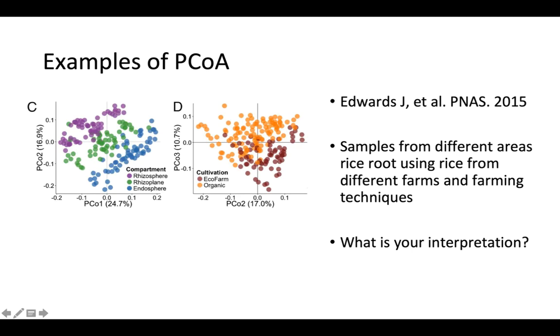So we can do another interpretation of some PCOA plots. This is another example from a real research paper where some researchers were looking at rice roots, the roots on rice plants, and trying to figure out what microbes and bacteria were present based on what kind of farming or what kind of area in the plant they were looking at. So if we look over at this panel D, here's a PCOA plot. And the orange dots are the samples from organic farming, and the brown dots are something called eco farming. And so the bacteria at the root were more similar among the organic and more similar among the eco farming. That type of farming caused a difference in what bacteria were present.